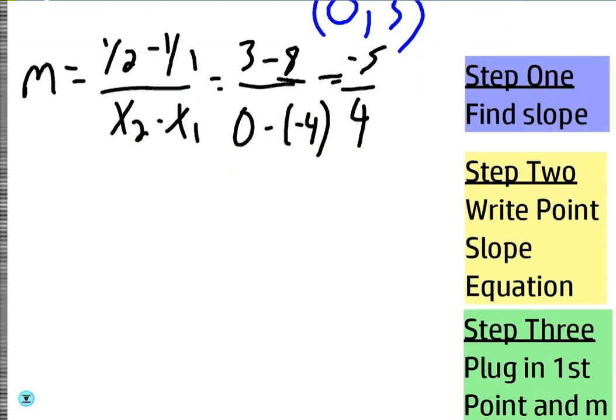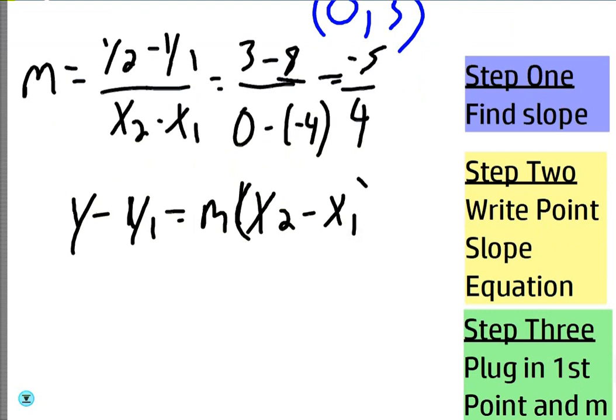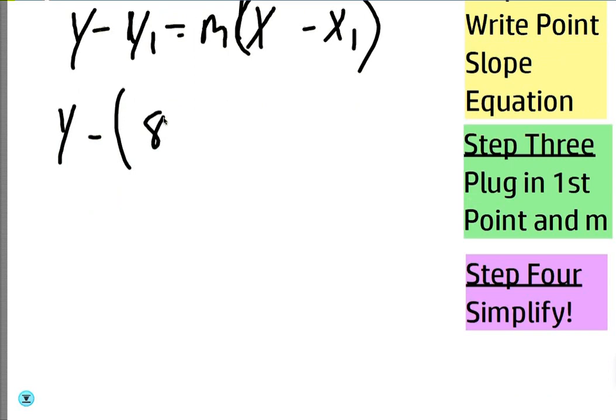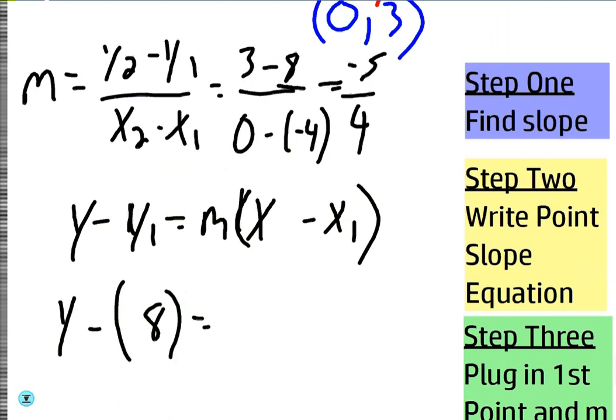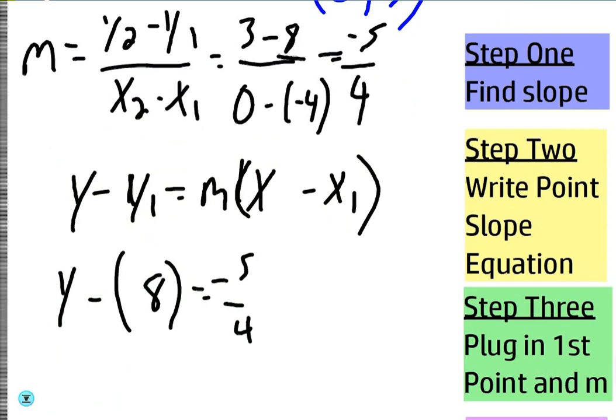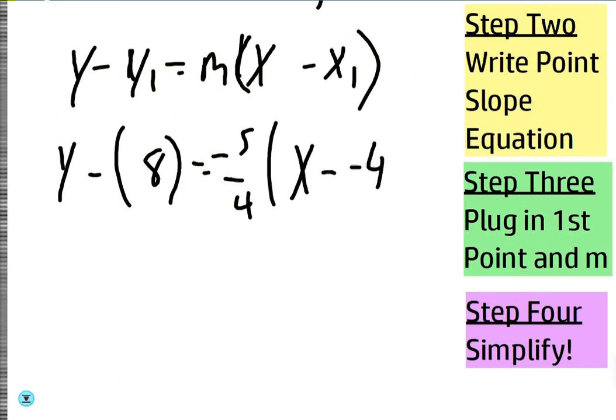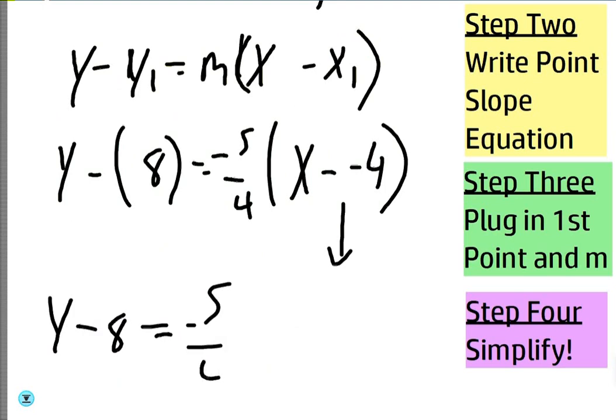Okay, I'm going to write out my equation for point slope. y minus y1 equals m times (x minus x1). I always write x2. It's just x. Sorry about that. So it's y minus the y1 value, which is 8, equals m, which is negative 5 over 4, times x minus x1, which is negative 4. So you have x minus negative 4, which becomes what? Thank you, x plus 4.